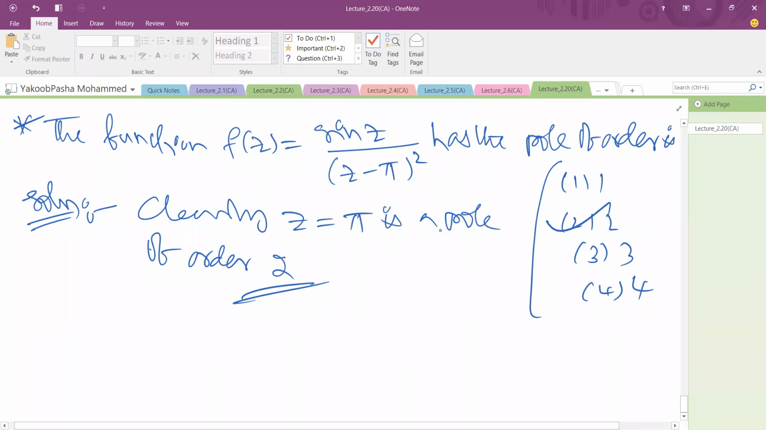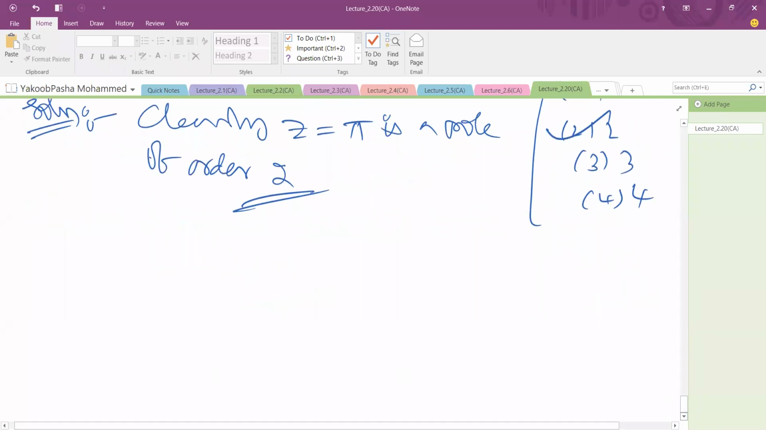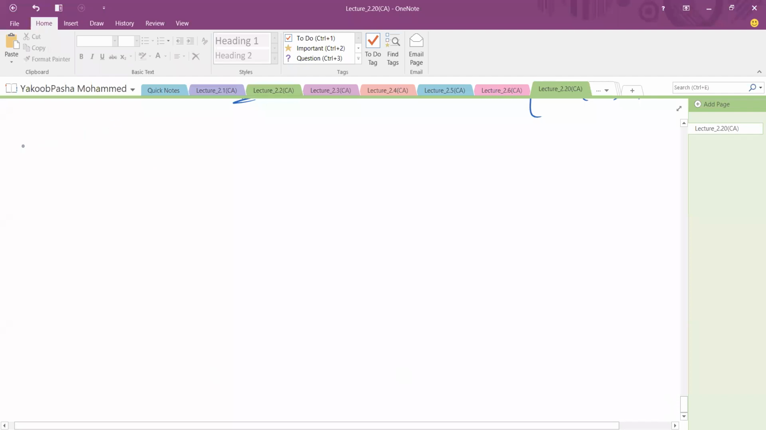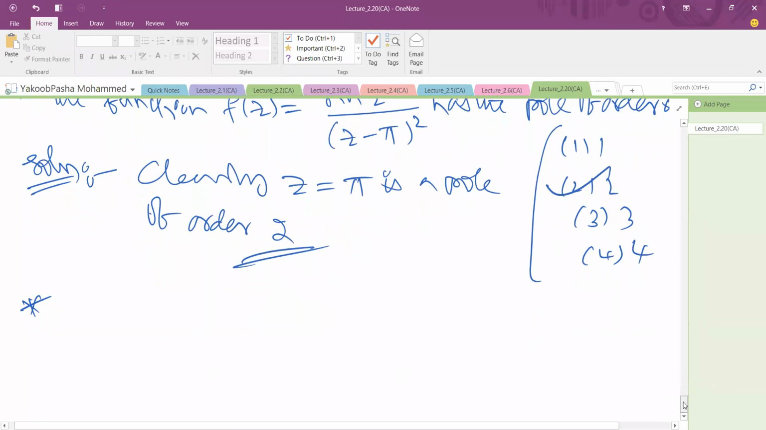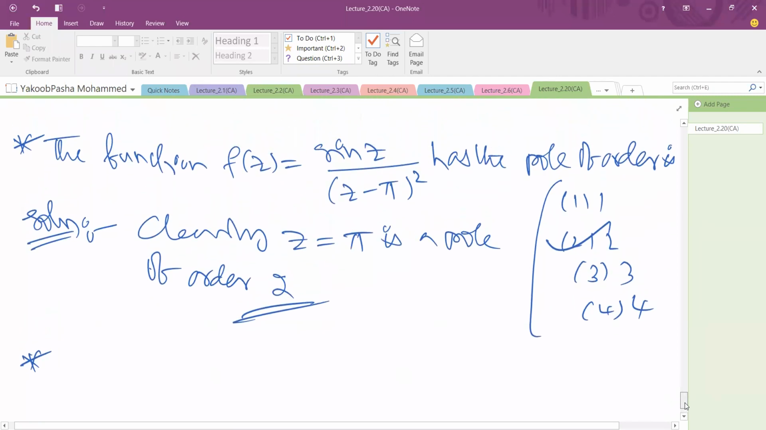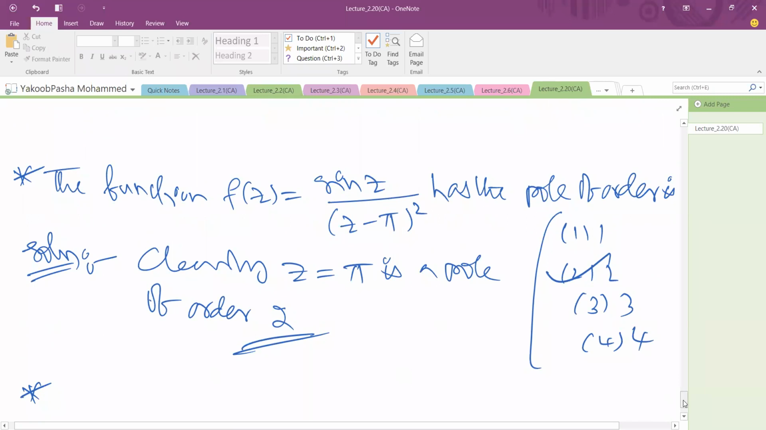Okay, next, take another problem. The function has a pole of order 1, sir. It is a pole of order 2. Z is equal to pi, 2 times. Write sin z as sin of pi minus z, and expand. Do it this way and let's see if it works. Okay, let's try.